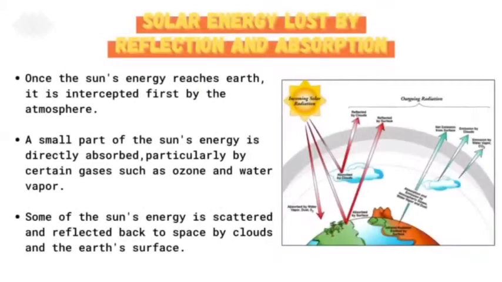Next, solar energy lost by reflection and absorption. Once the sun's energy reaches the Earth, it is intercepted first by the atmosphere, and then a small part of the sun's energy is directly absorbed, particularly by certain gases such as ozone and water vapor. Some of the sun's energy is scattered and reflected back to space by clouds and the Earth's surface.